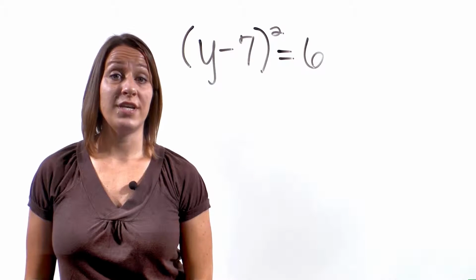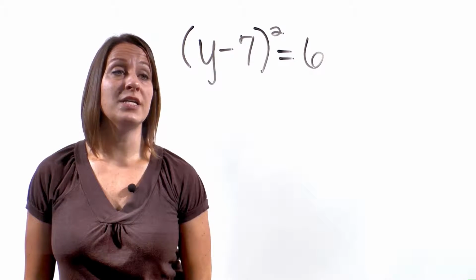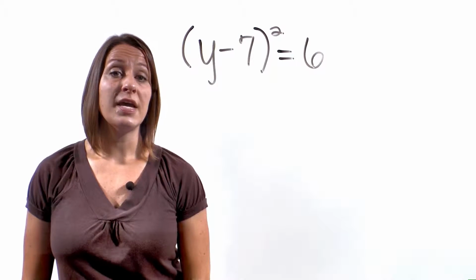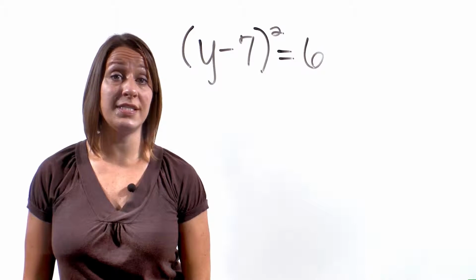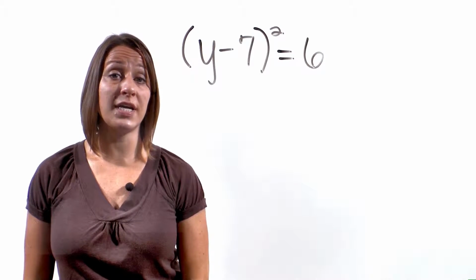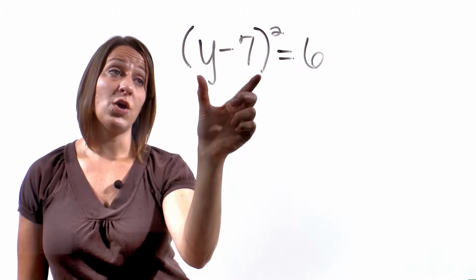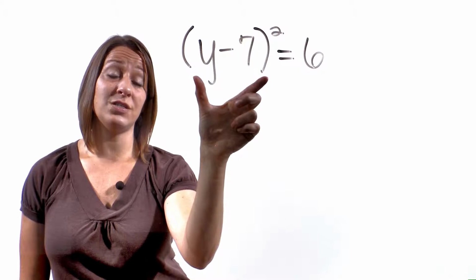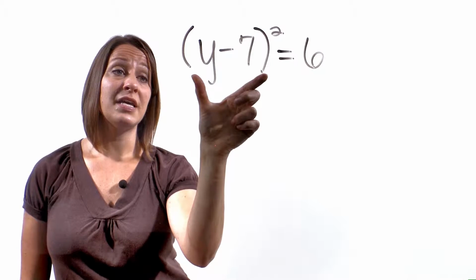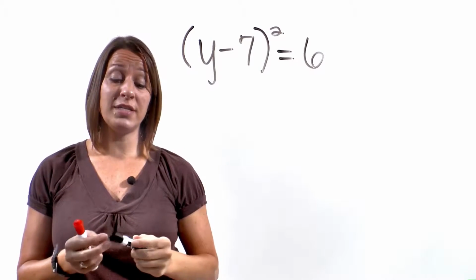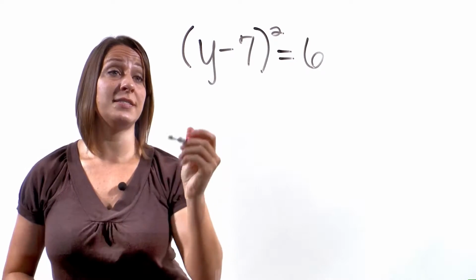Okay, let's look at one more together. This problem is y minus 7 quantity squared equals 6. Now we're going to use the square root property on this example as well. It simply states that you can take the square root of both sides as long as the term being squared is isolated, or already by itself. So take a look here. Y minus 7, because of the parentheses around the y and the minus 7, this entire term is being squared. So we're ready to begin by taking the square root of both sides.